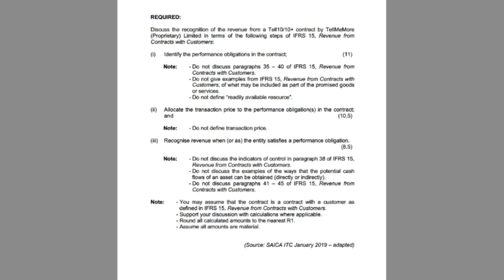This is video 3 of Tell Me More, and we are looking at the required, specifically the second required. So we are still busy discussing the recognition of revenue from a very specific contract option, the TEL 1010 plus contract option, in terms of the following steps. Which step in the revenue recognition process are we going to deal with in the second required? It is to allocate the transaction price to the performance obligations in the contract.